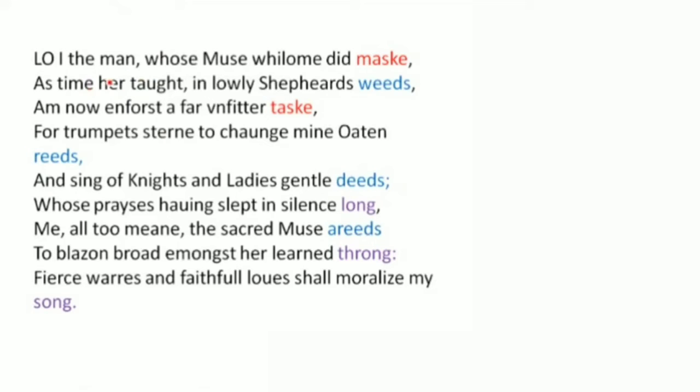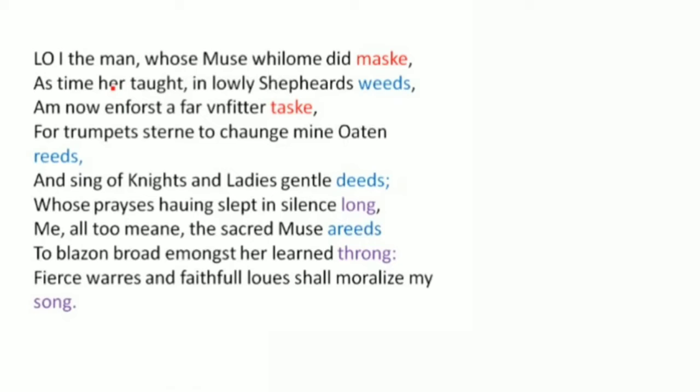Mask, if we try to find out the rhyme scheme of these lines, now mask does not rhyme with weeds, so if we attribute a small letter of alphabet to mask, mask will be A. Okay, weeds does not rhyme with mask, so it will be B. Now task and mask, they rhyme together, so the same letter should be attributed to the sounds that are similar. Mask we had called A, so this task will also be A.